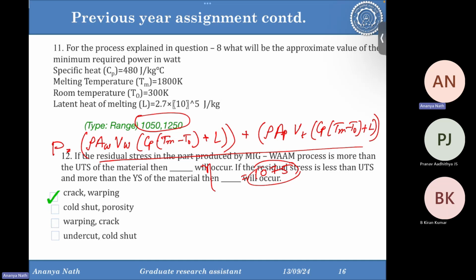And if your residual stress is lesser than UTS but more than your yield strength, then your residual stress will have some effect, but it will not be able to produce the crack, ma'am, but it will produce something.